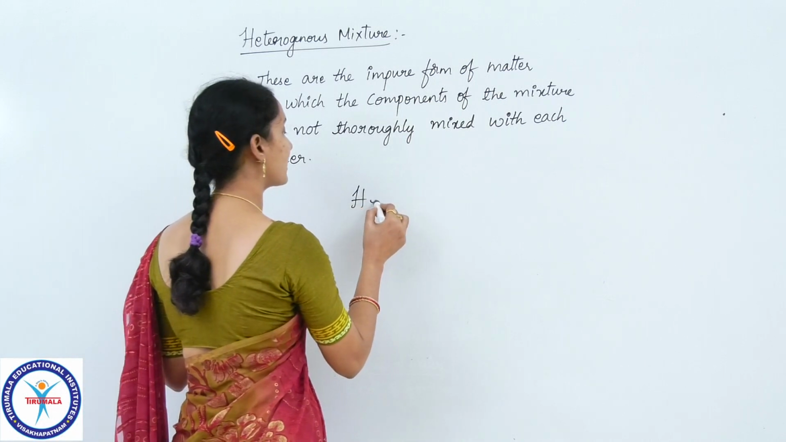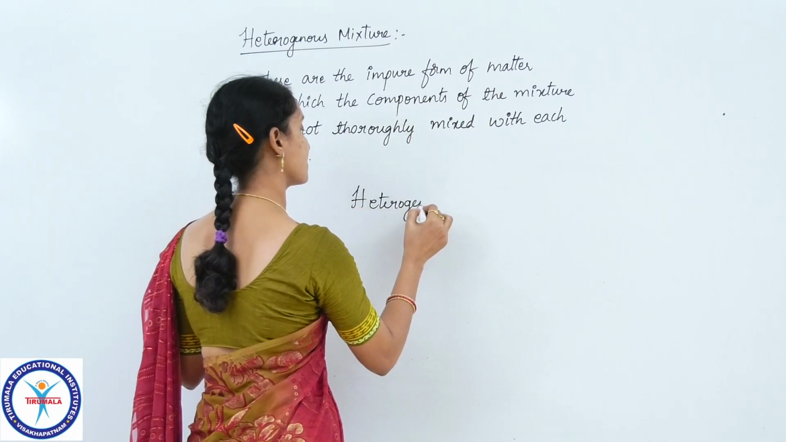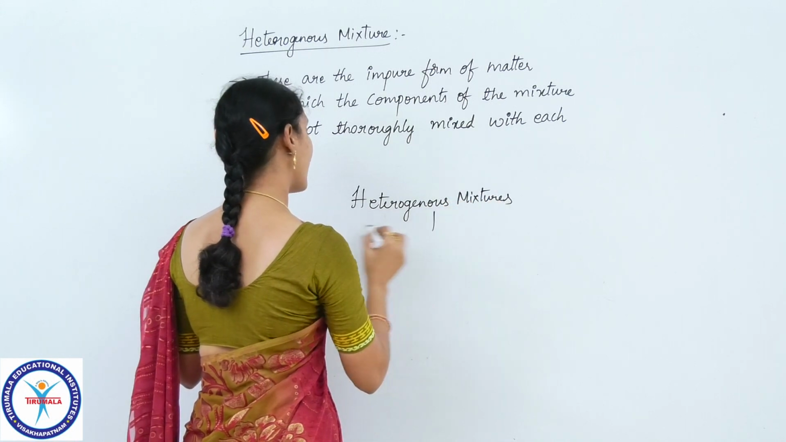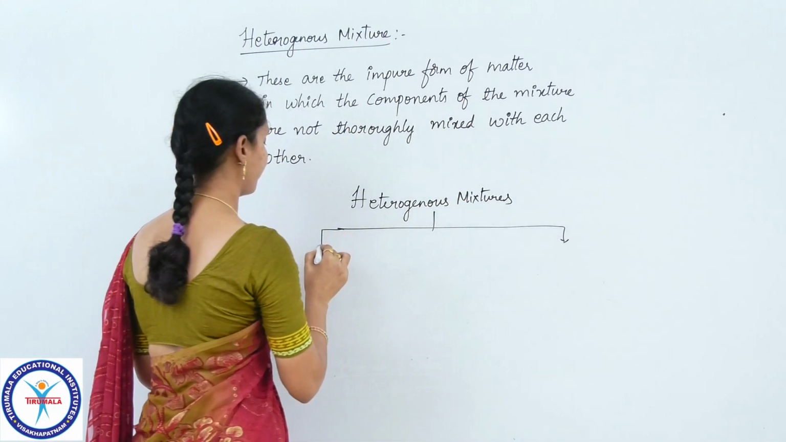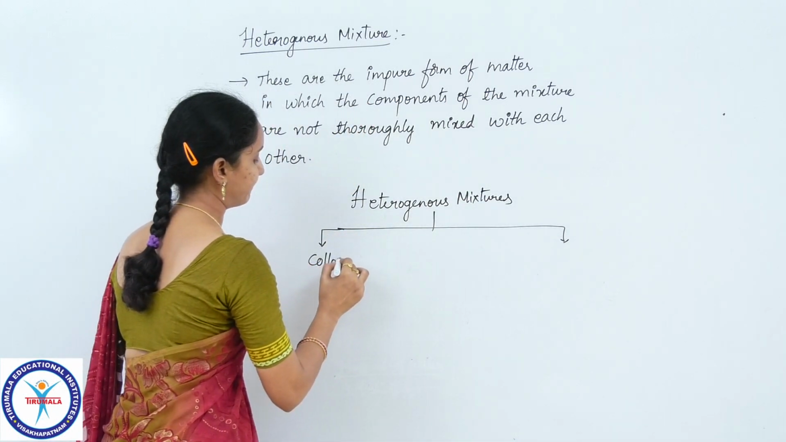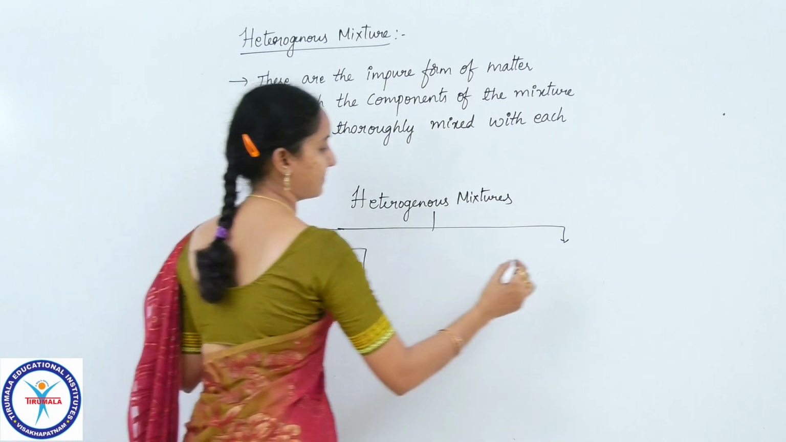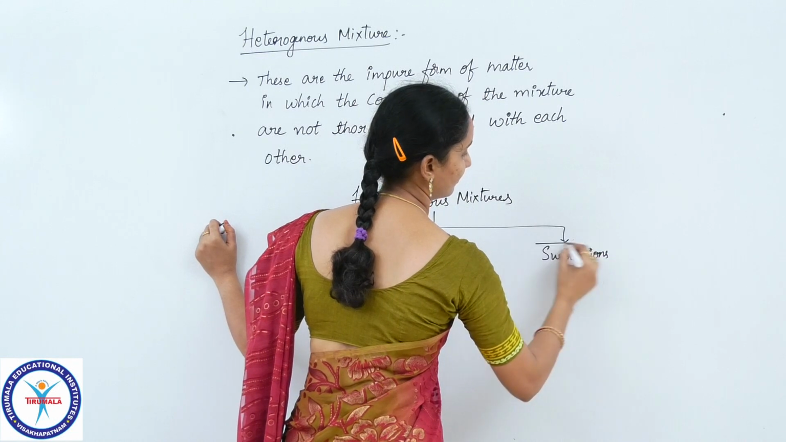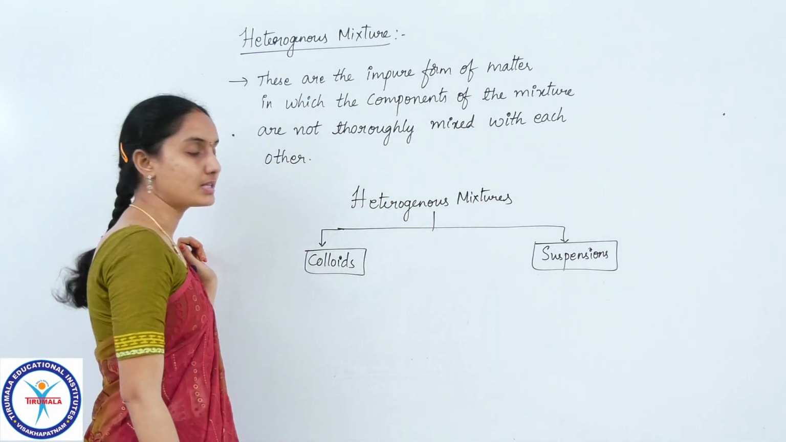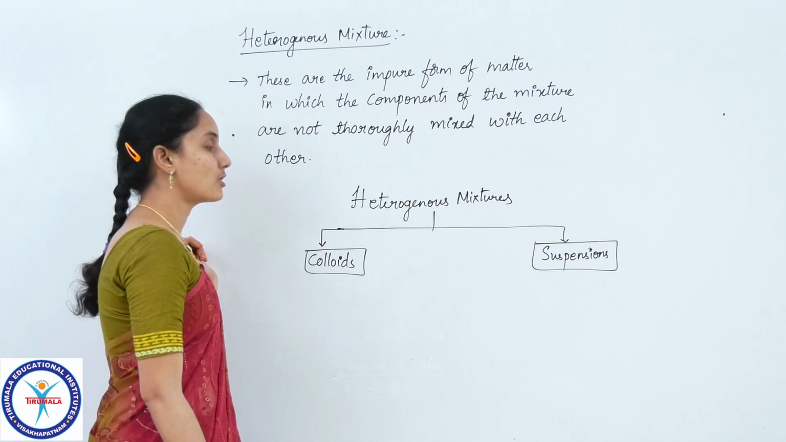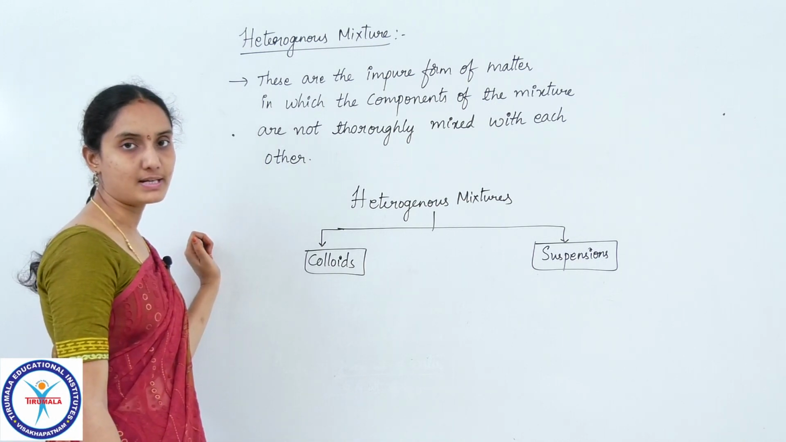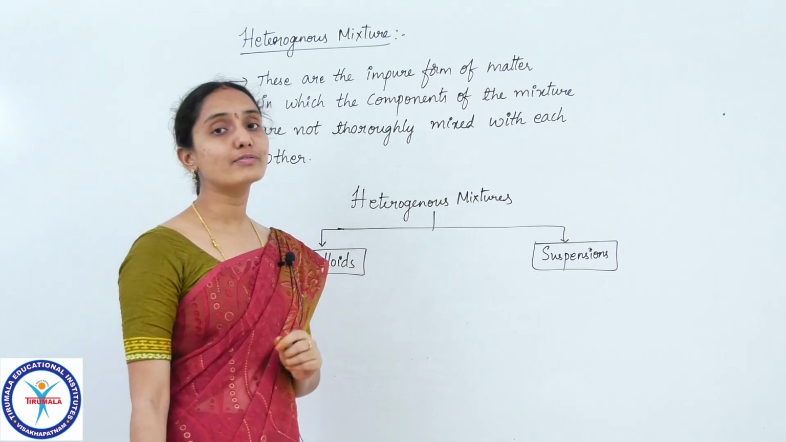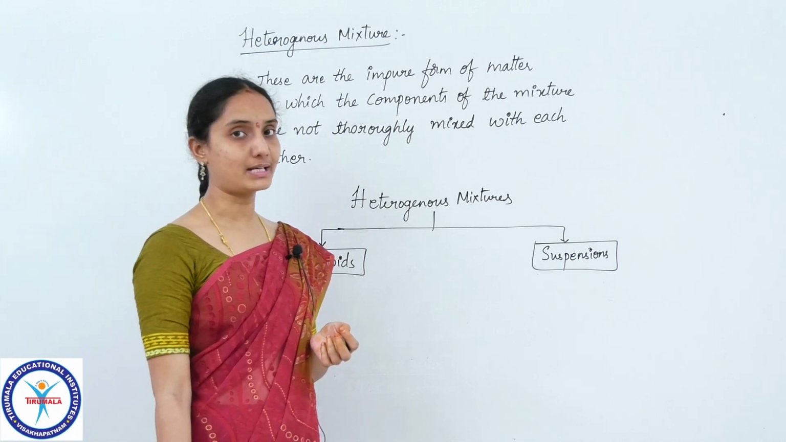These heterogeneous mixtures can be categorized into two types again. Those are colloids and suspensions. This categorization of heterogeneous mixtures into colloids and suspensions is done based on the size of the solute particles that are being dissolved in a particular solution.